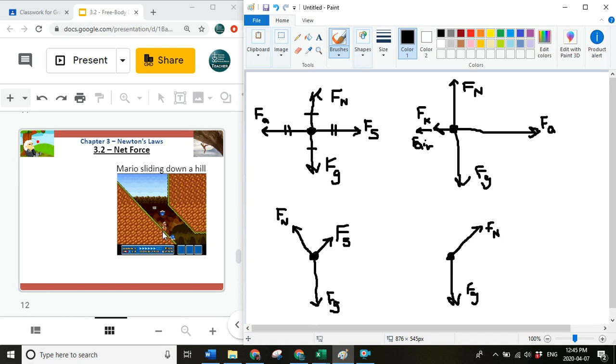He's sliding down. However, there's probably a bit of friction that's fighting his motion. If he's going downward to the bottom right, then there's a little bit of friction fighting his motion, and we call that Fk. Why do we use K? Because he's in motion, so it would be kinetic friction.